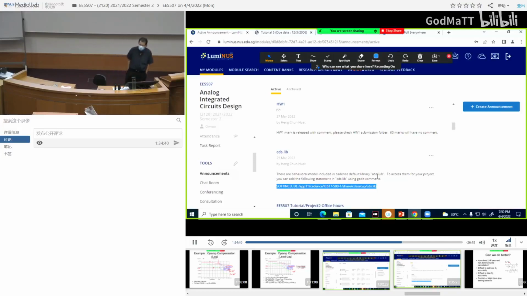Any of you doing IC design? Anyone in the IC design industry? No? Then why do you pick this module?